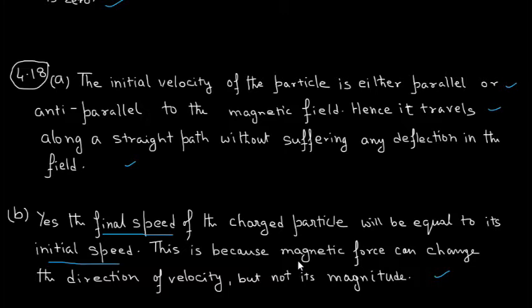And here in the problem it is telling that it is changing its direction at every point. So velocity will be different but speed will be the same, because magnitude will be the same and direction will be different. So now it is clear. Let us move to the next question.